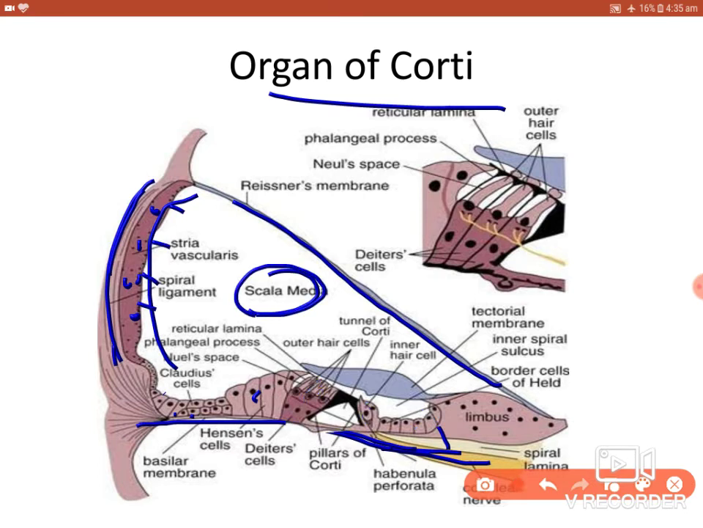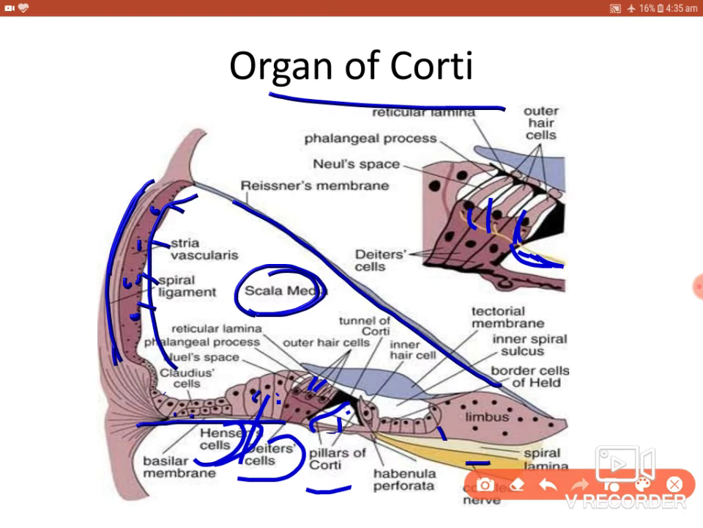Then here these are the outer hair cells, these are the inner hair cells. In between these you can see the rod cells, or pillars of Corti. Then here you can see the supporting cells. These are the Hensen cells and the Deiters cells. These are the supporting cells. Here you can see the afferent fibers of the cochlear nerve end in relation to these hair cells.